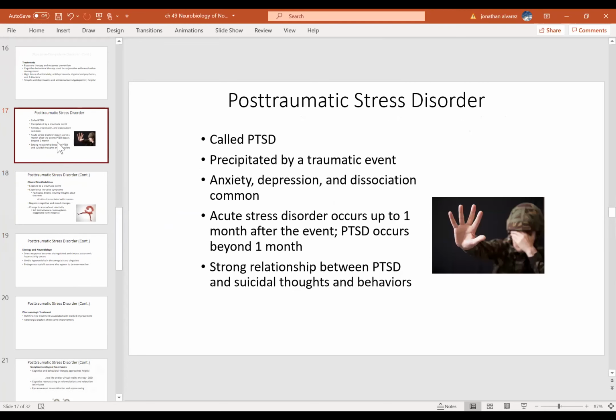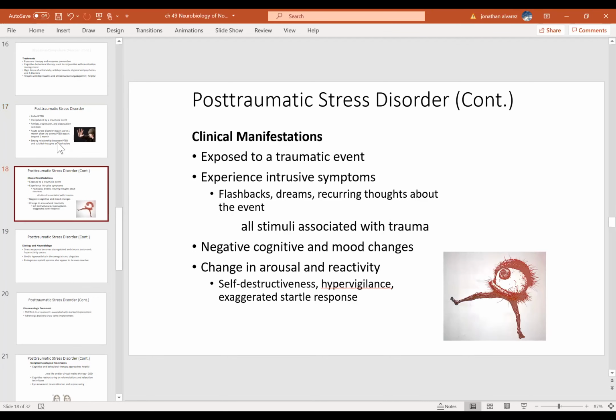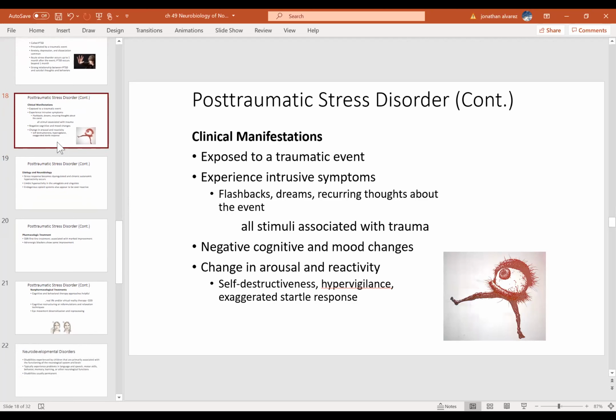Okay, post-traumatic stress. So these are usually caused by some sort of traumatic event that can cause anxiety and depression. So the flashbacks that they can have can make symptoms worse over time because they keep reliving the events.